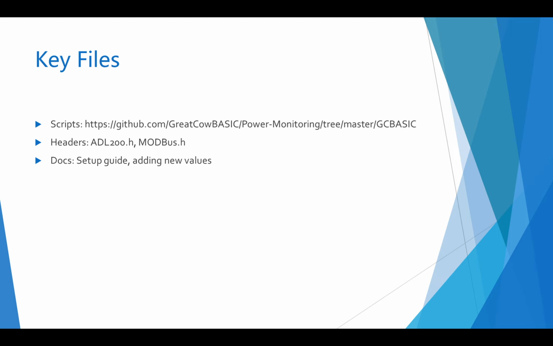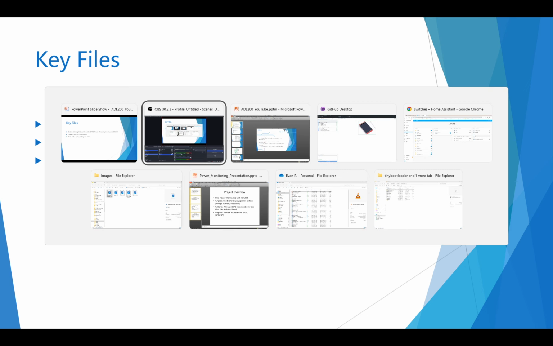So there are some key files. They're up on GitHub. You can have a look. I'll show you those in a moment. I developed a specific header for this device, the ADL200. There may be others I put in later on. And there's a Modbus, so it's a standard library that can be reused. And I've given you extensive setup guides on how to add new values, etc.